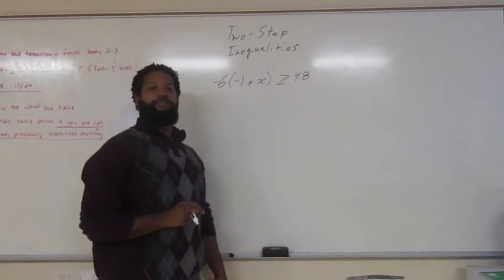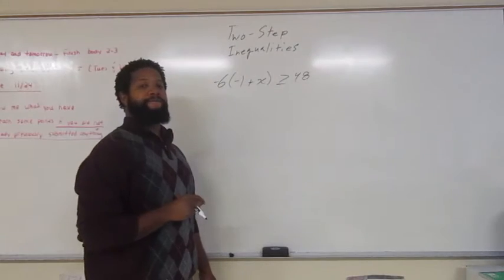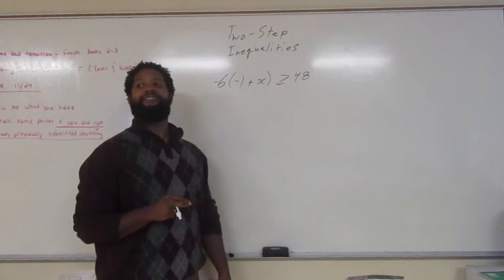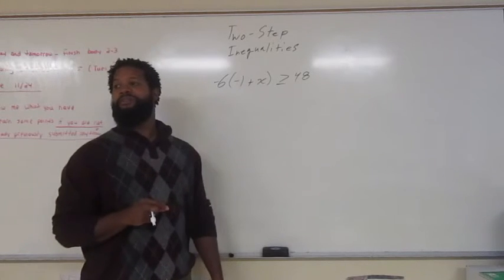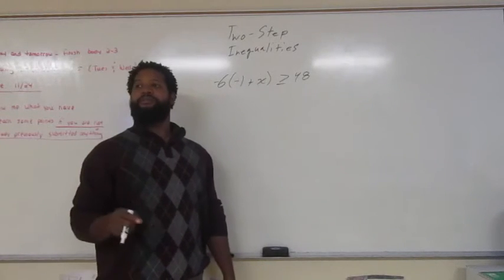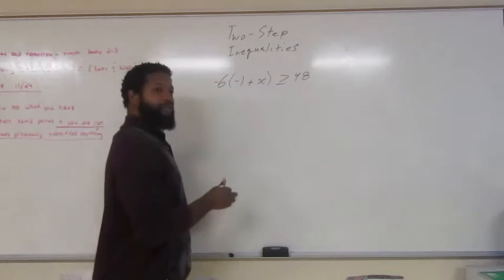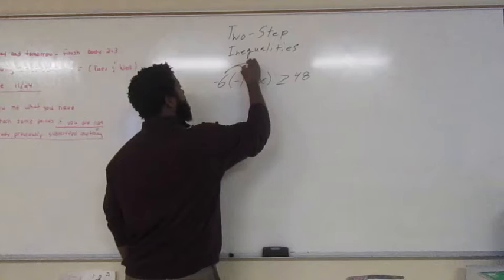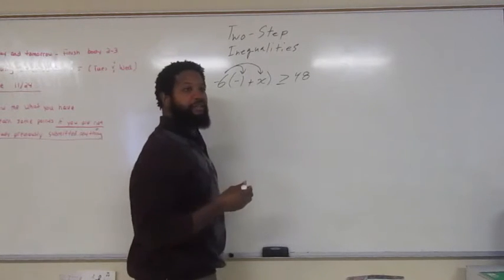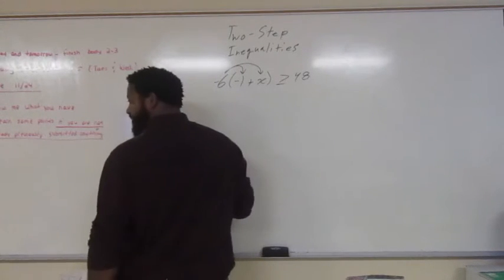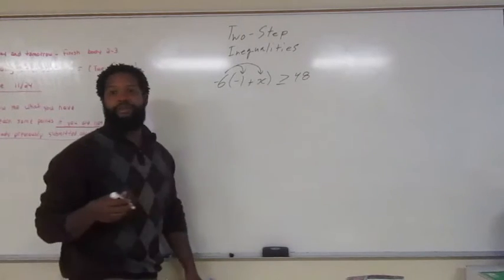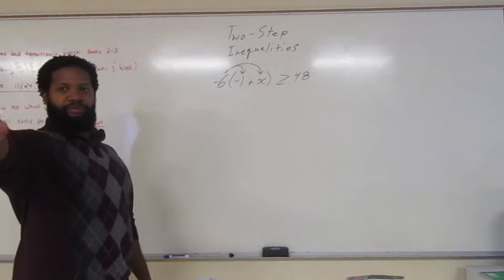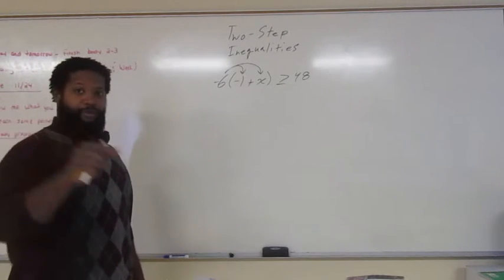What property are we going to be doing? Distributive, okay? Distributive property. -6 goes to that one and goes to that one, okay? So therefore, -6, there should be an extra paper back there.